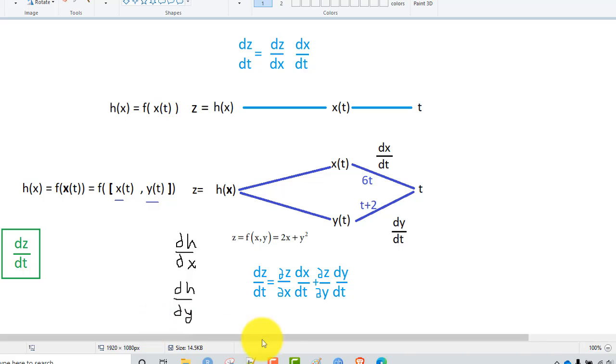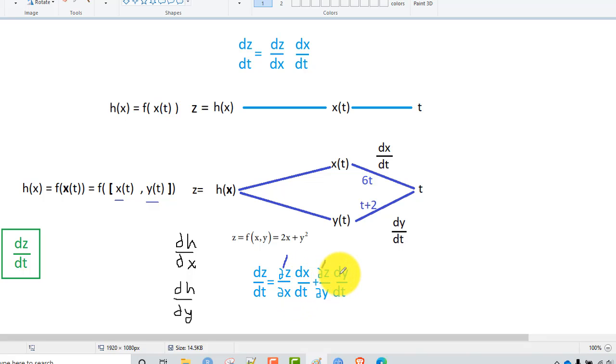So I'll do that. This is the way it actually looks. Notice that here we have a partial and here we have a partial. They should not be full d's because z does not just depend on x, it also depends on y. So we have to use the partial here, but at the level of x, x only depends on one variable. So we do use the full d here.